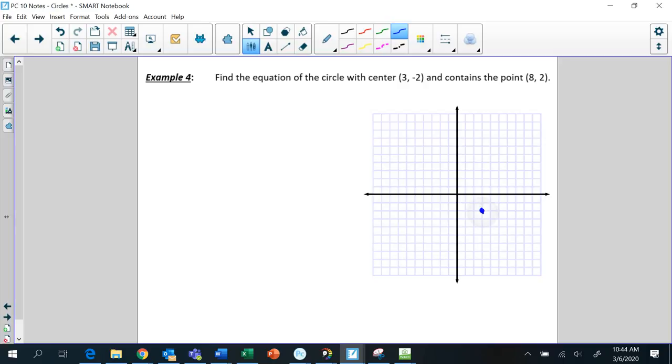This is the last question. Center 3, -2 contains the point 8, 2. I know this. I know that part. I just think it's easier to get rid of it so I can just see those perfect squares.